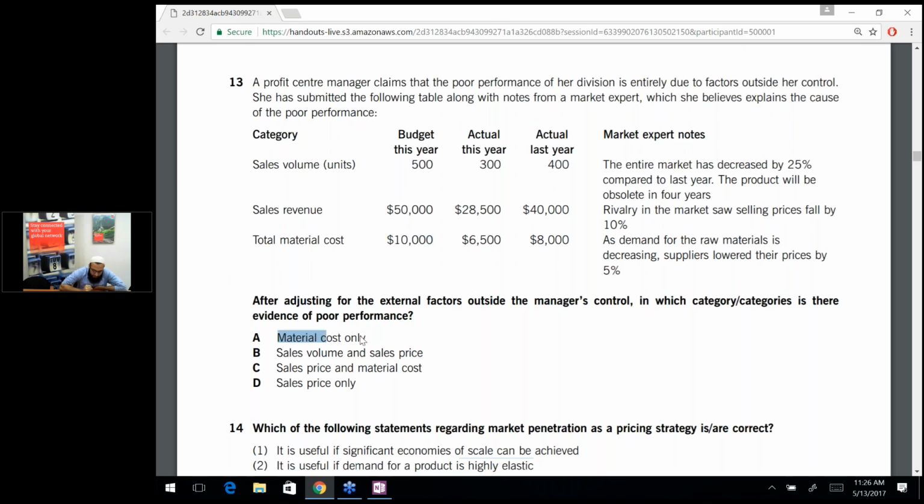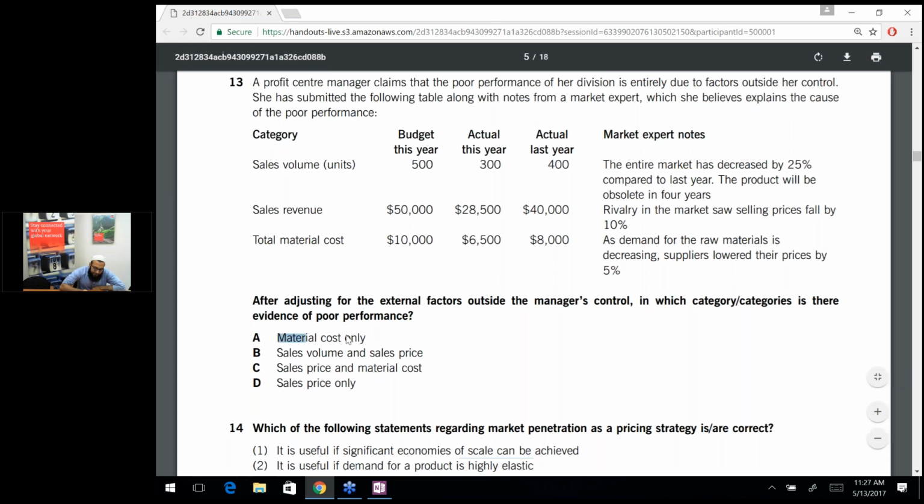Option A has material cost. Option C has material cost, which means the answer will either be A or C. B is out of question. D is out of question. Is this a good technique? Because B does not include material cost and D does not include material cost, and material cost is the answer because there is poor performance. So my friends, the answer will be A or C. Now, what's the difference in A and C? A is just material cost, C is sales price and material cost.